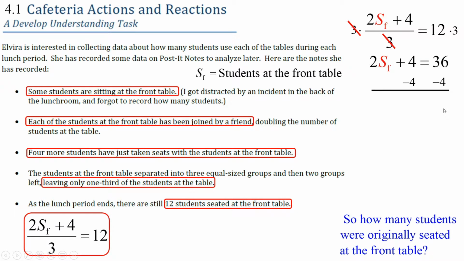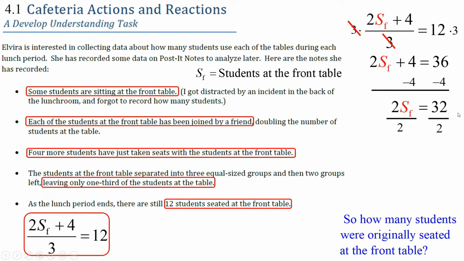Well, 2 S sub f plus 4 minus 4 would just be 2 S sub f. Plus 4 minus 4 cancels. And on the right, 36 minus 4 is 32. Now, let's undo multiplication by 2. What undoes multiplying by 2? That's right, we're going to divide by 2. And what we do on the left, we have to do on the right.